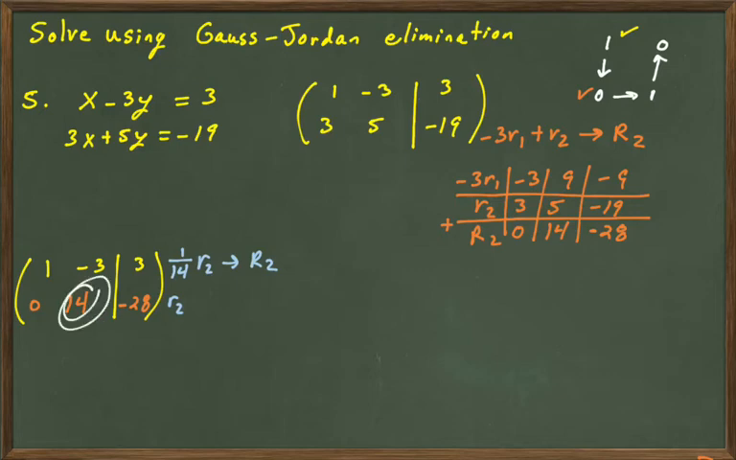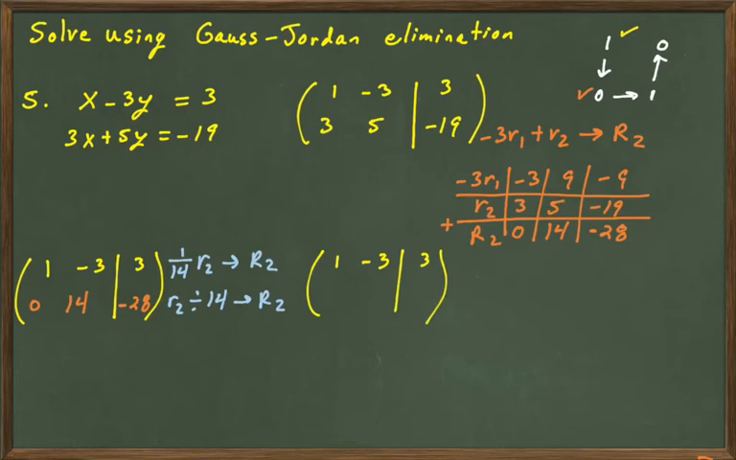Why 14? Because that's where we want to make the 1. So we want to make this 14, we don't want to make that a 1. So we're going to divide row 2 by 14. And that's going to become our new row 2. When we perform this row operation, we're not replacing row 1, so row 1 is unaffected. And then we're going to divide each entry of row 2 by 14.